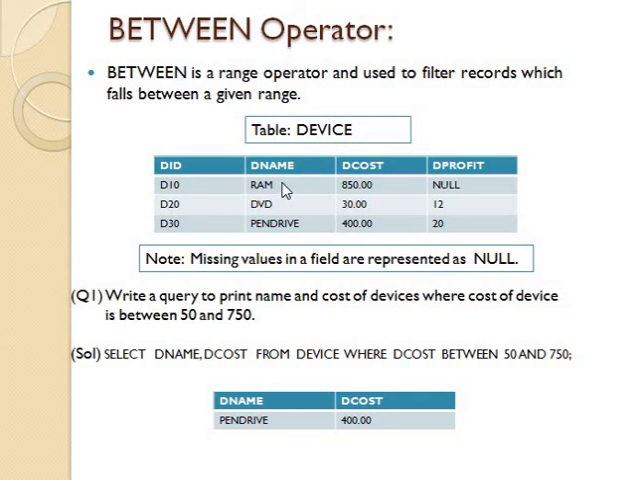The other two devices, that is RAM and DVD, with the DCost value 850.00 for RAM exceeds the value 750, and again 30.00 for the device DVD falls behind the value 50 in the range. That's why these two devices, that is RAM and DVD, are not listed in the output table.